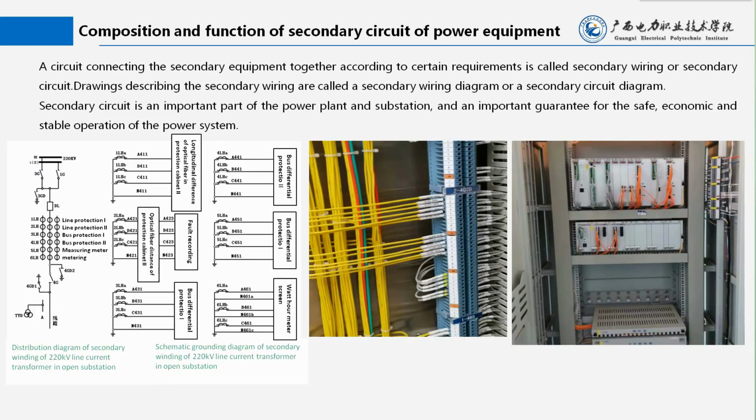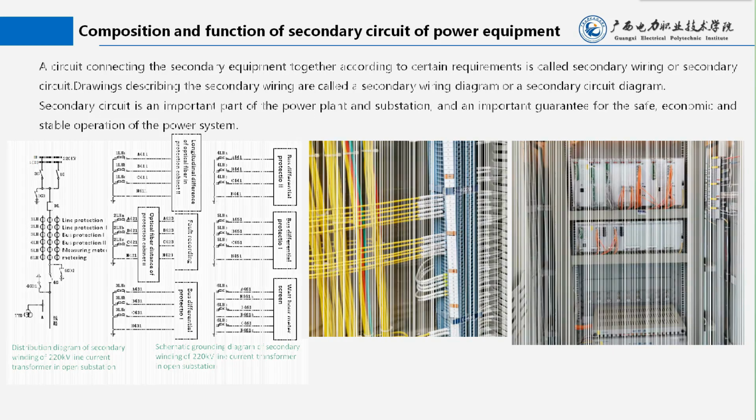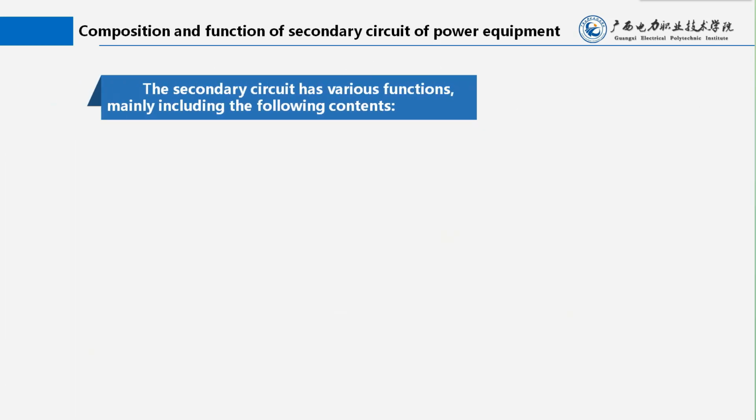As shown below, distribution diagram of secondary winding of 220 kV line current transformer in open substation. And schematic grounding diagram of secondary winding of 220 kV line current transformer in open substation. The secondary circuit has various functions, mainly including the following contents.